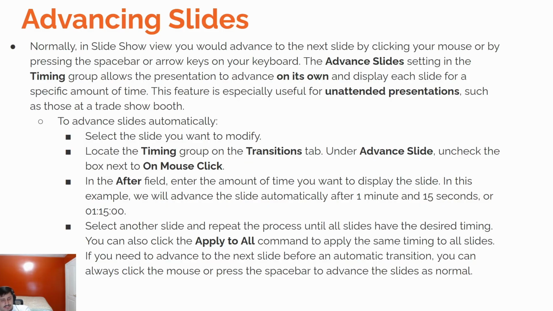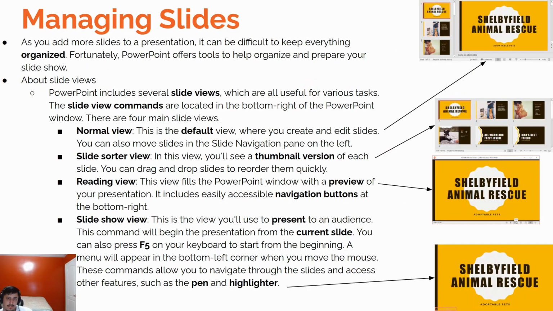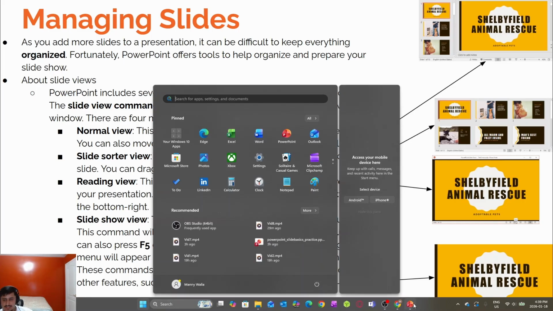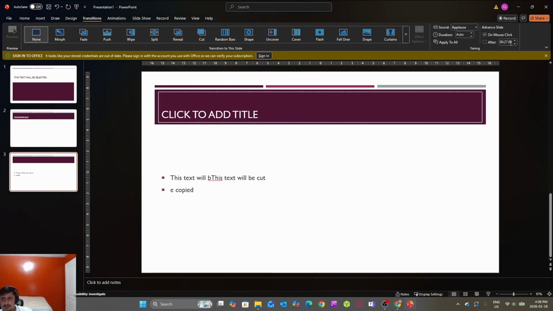And leading into that directly, if we need to advance to the next slide before an automatic transition, of course, you can always click the mouse or press the space bar to advance the slides as normal. That's completely fine. That's not an issue, right? But again, it is just for those situations in which you need an automated next slide option. So let's just quickly discuss that. Again, you could just select one, click select, and then it'll advance after that set time.